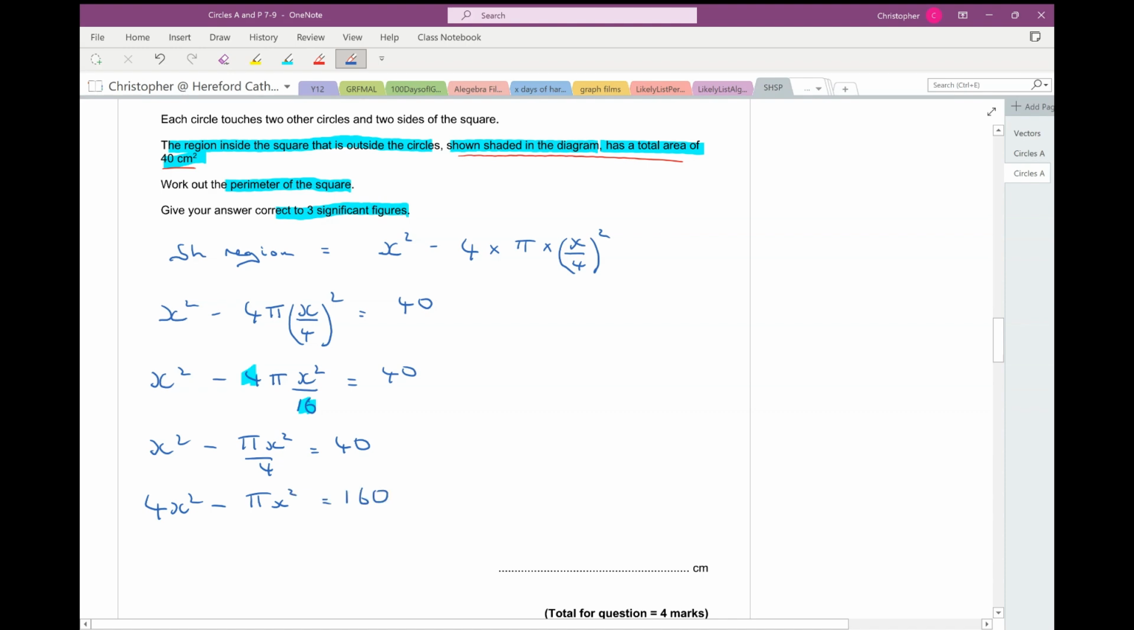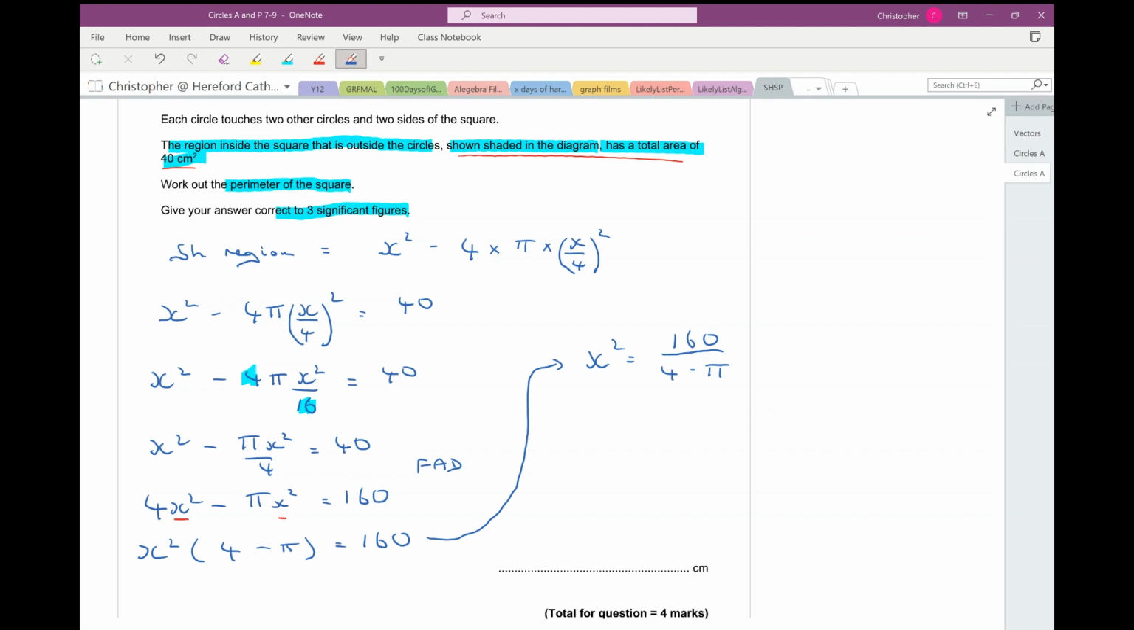Now I've got to solve this for x, so the secret is going to be I'm going to factorize it and divide. I'm going to FAD here, factorize and divide, because you see how you've got x squared in both of these expressions. So I'm going to factorize, take out the x squared, 4 minus pi equals 160. So therefore, x squared equals 160 divided by 4 minus pi. Okay, so now I can find x.